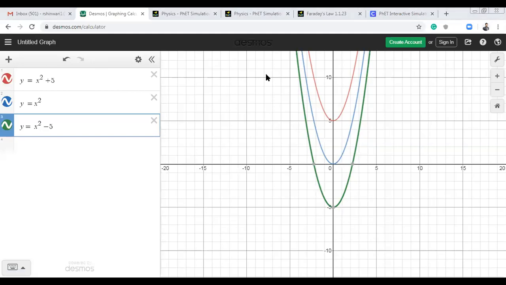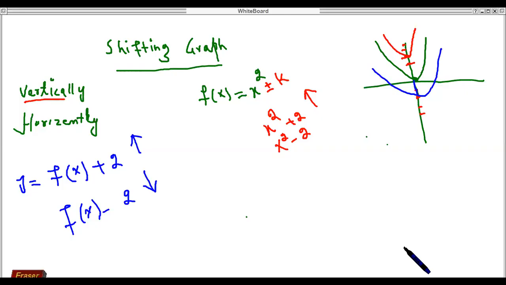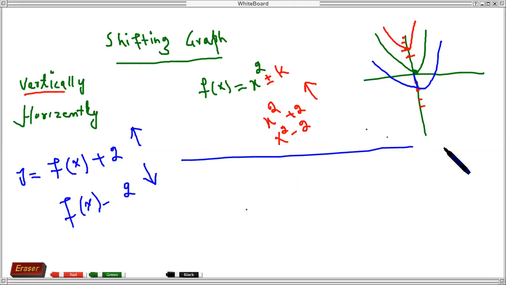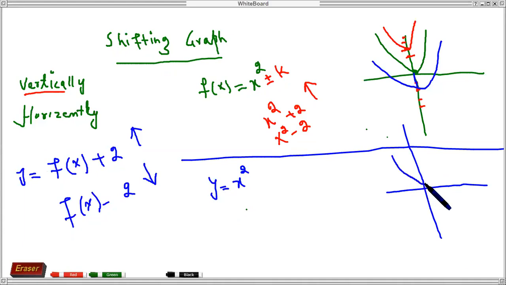Okay, thank you. Now we have horizontally shifting. How can you shift a graph horizontally? The second one is horizontally shifting. For example, the same function is y is equal to x square. When you draw the graph of this function, the graph is like this one. It will start from 0, a parabola.